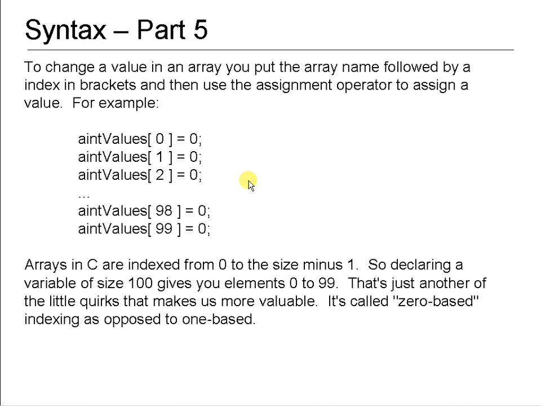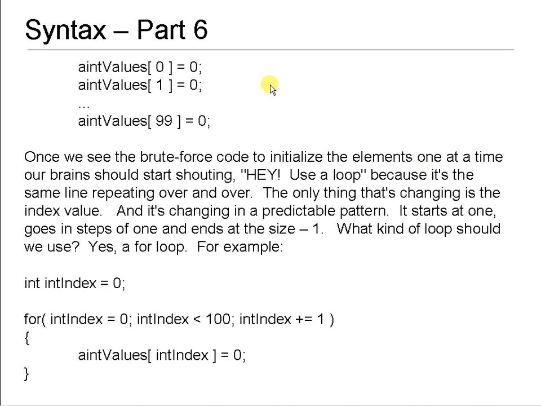That's just another little quirk that makes us more valuable because we know all these little geeky things. Now, by the way, that's called zero-base indexing as opposed to one-based indexing. So remember, it's always 0 to the size - 1 in C. So I've got the same code here repeated. An int value at spot 0, or index 0, equals 0, and so on.